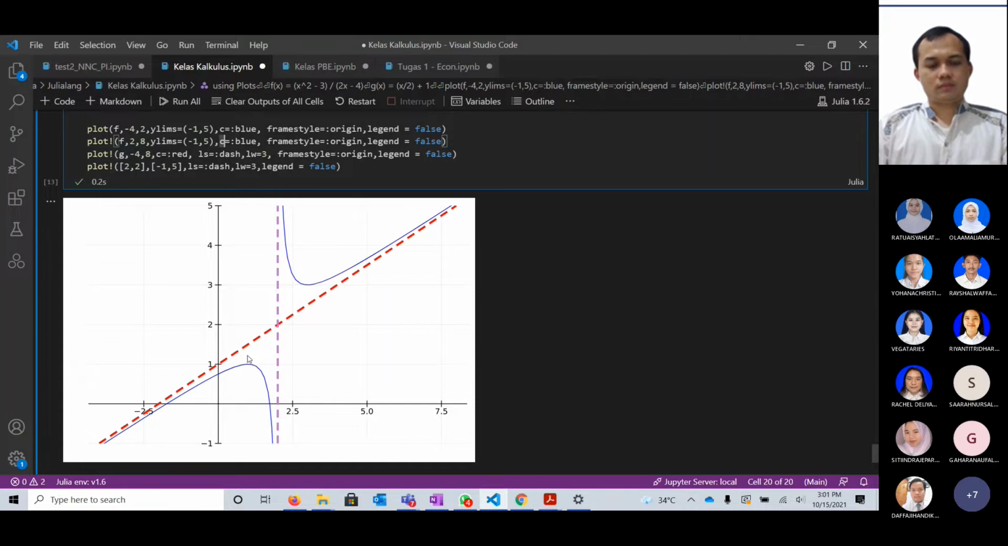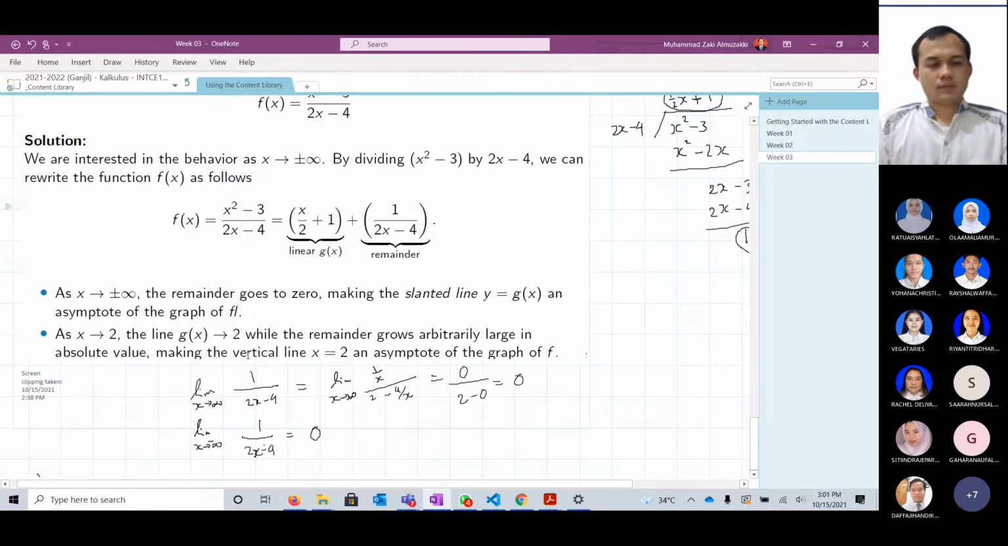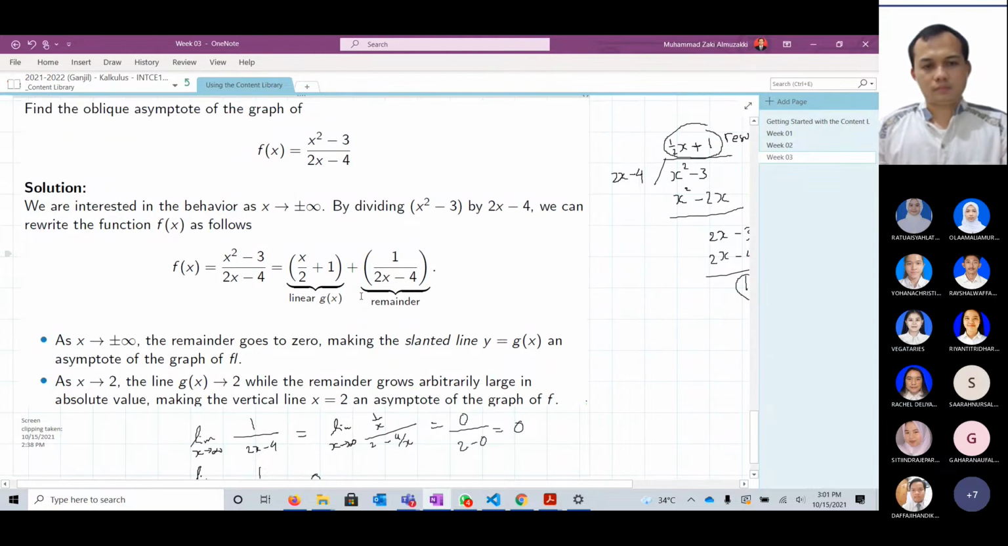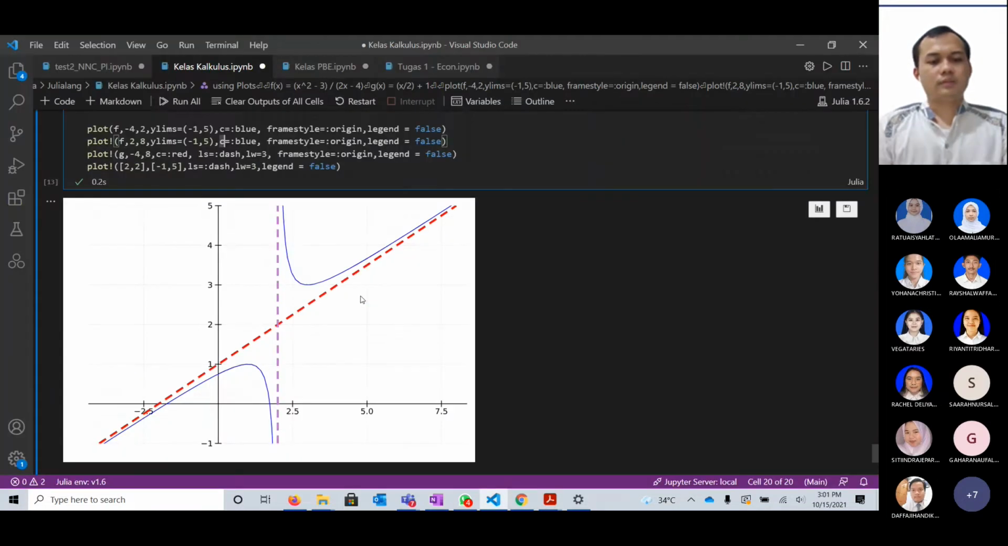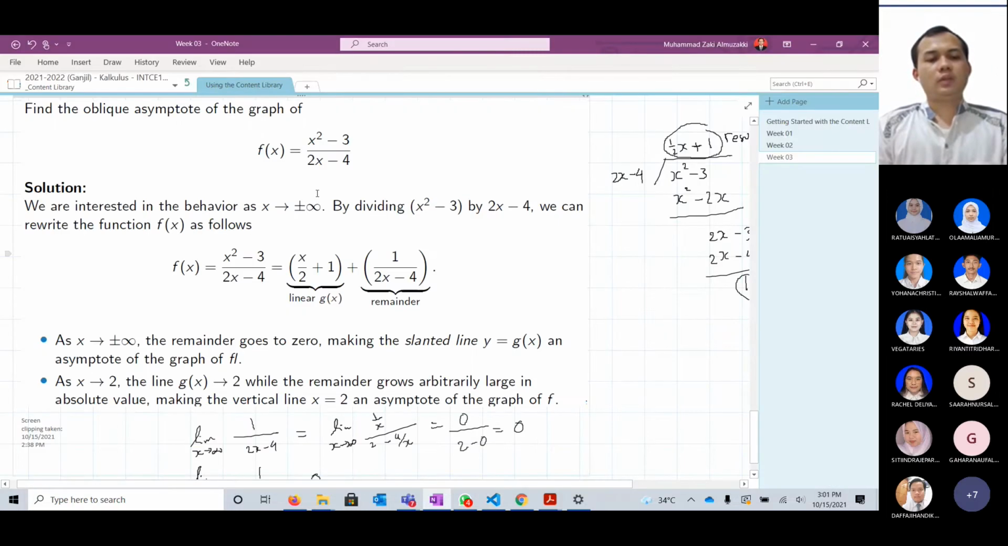Coba boleh balik ke soalnya lagi, Sir. Oh, dia kenapa ada dua, Sir? Bukan asymptotnya, Sir, yang garis biru. Kok bisa ada dua, Sir? Yang di atas sama yang di bawah. Okay. This is because the function is not defined when x equal to 2.